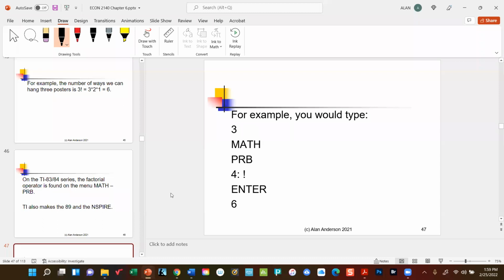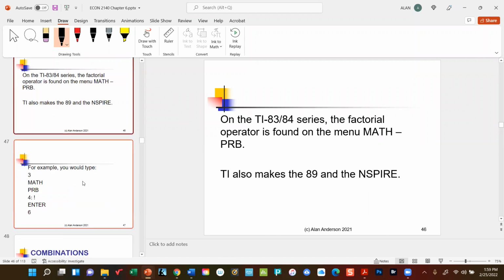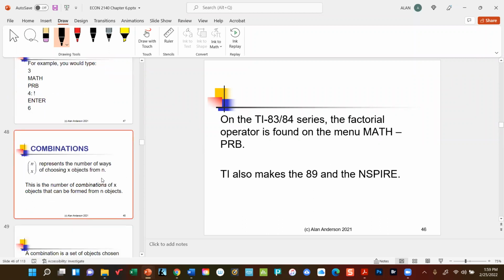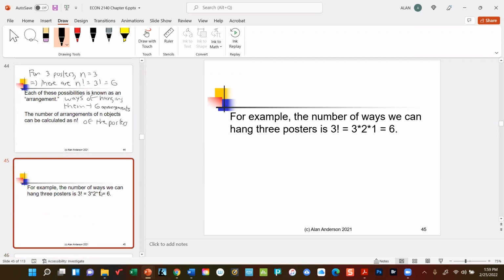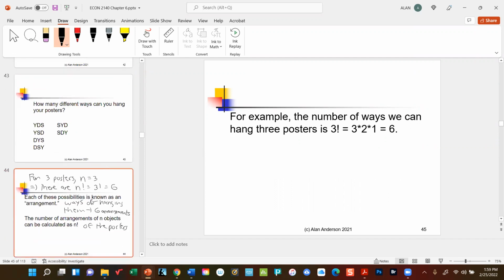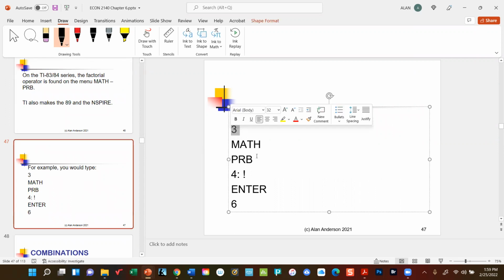Now, if you have one of the other Texas Instruments, like the 89 or the Inspire, you might have to look elsewhere for this information. I don't really know how those calculators work. So any number you need, you can find it very easily using that math probability menu. But the most important thing is remember to type the number first and then go through all the menus to find the factorial operator. If you do it out of order, you'll not get an answer.